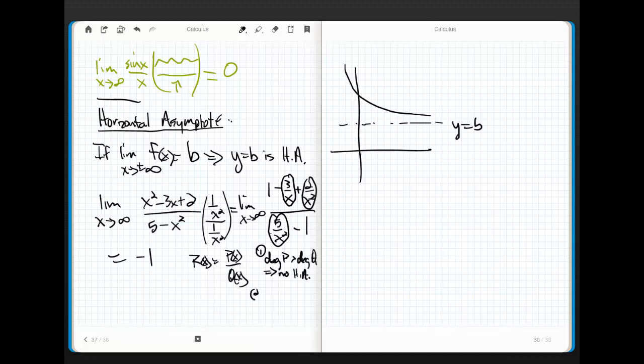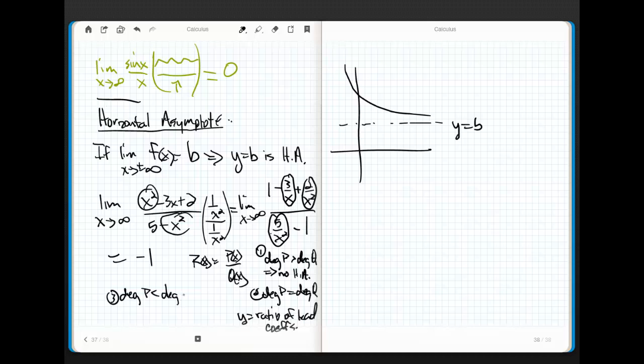2, if the degree of p equals the degree of q, then y equals the ratio of lead coefficients. Remember that? It's starting to fade. Well, that's exactly what happened. This is a lead coefficient. This is a lead coefficient. The ratio was -1.